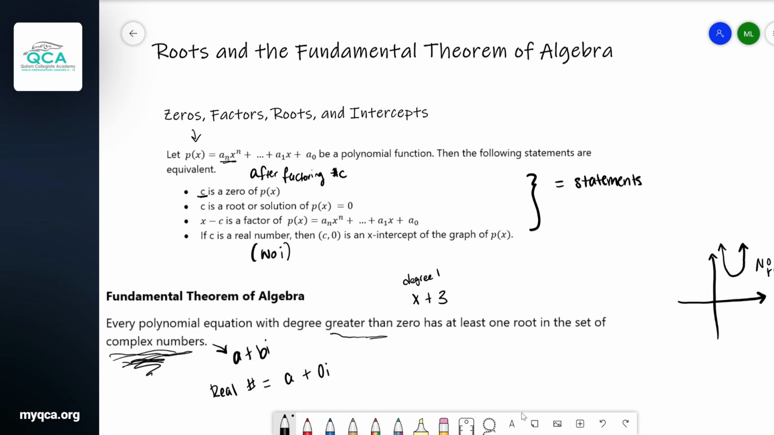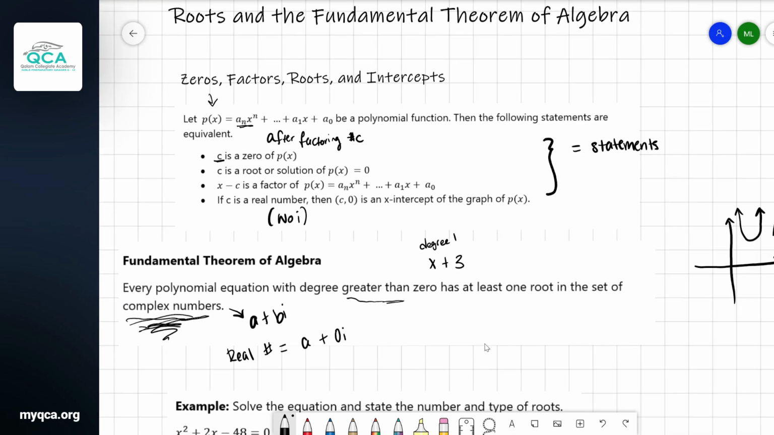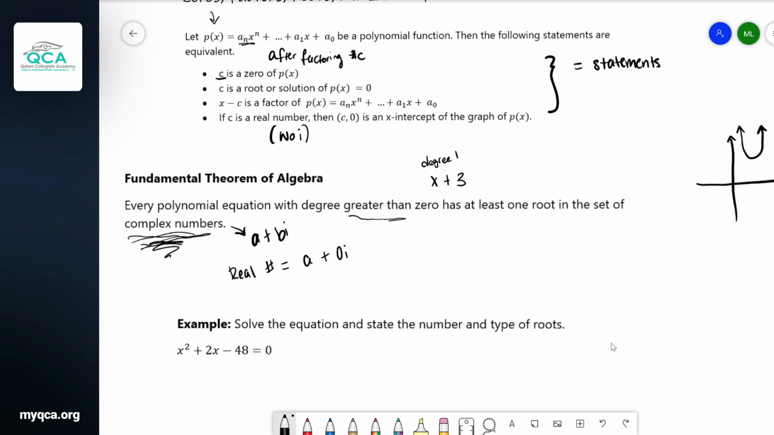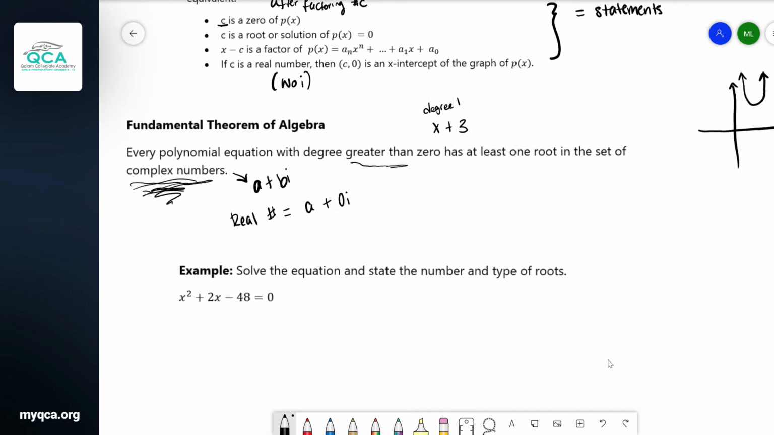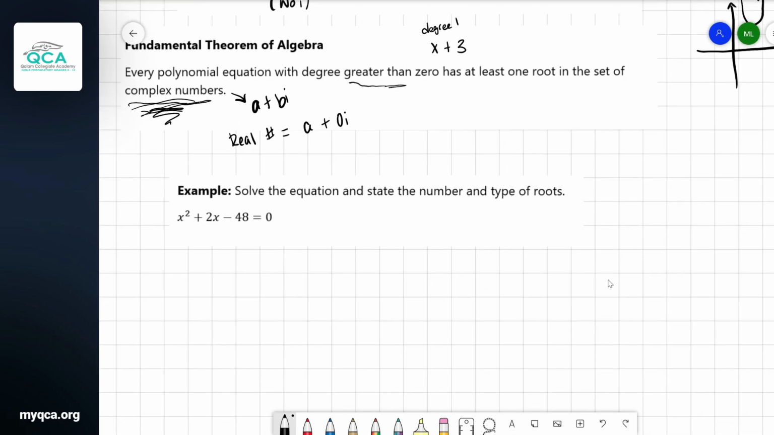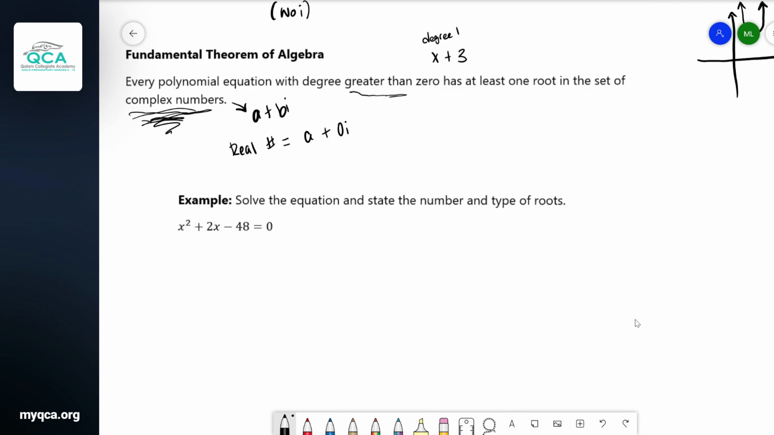So now moving on, let's go ahead and try an example here. This one we're going to solve the equation and state the number and type of roots. Okay, so let's see what we've got. Let's solve the equation first: x squared plus 2x minus 48 equals 0.